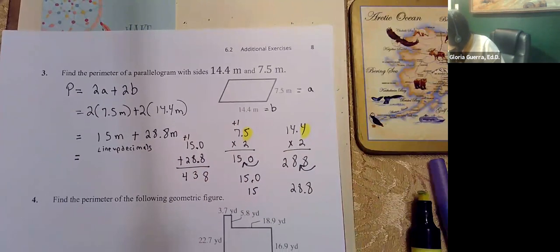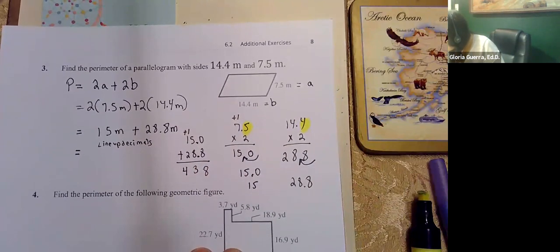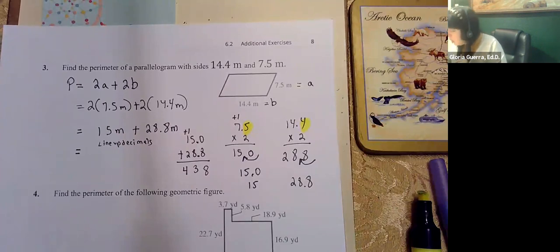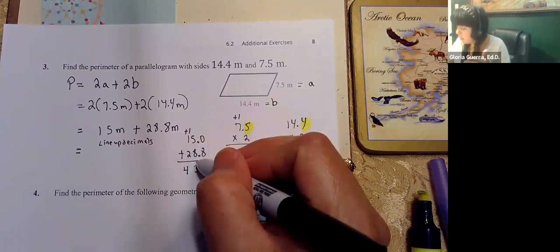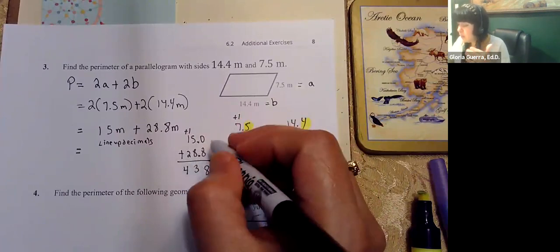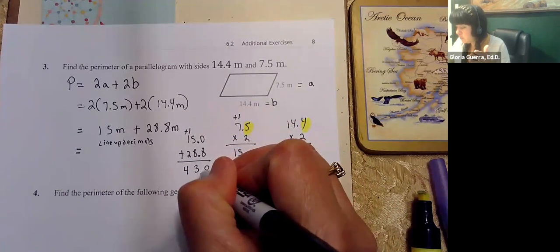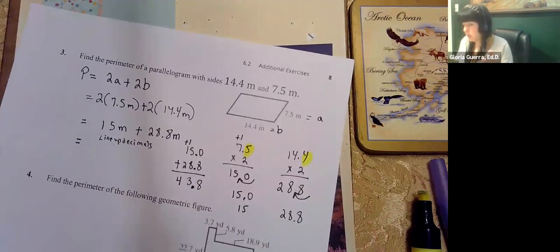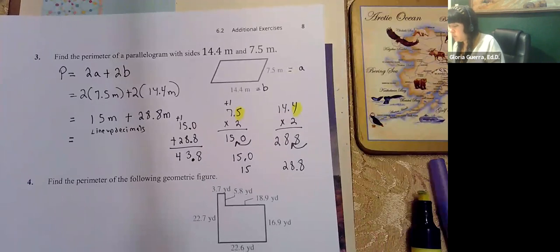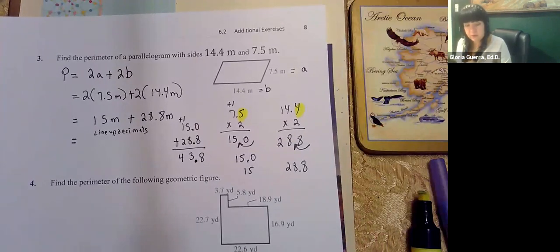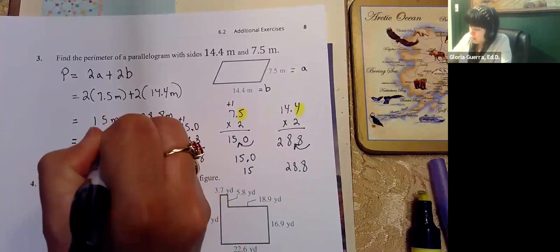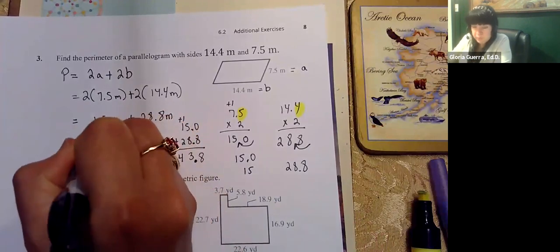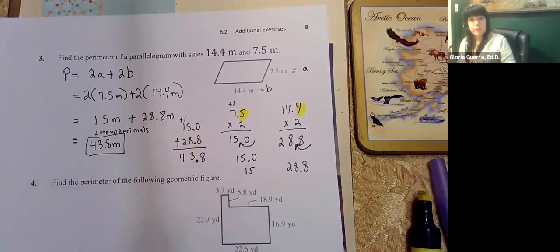Oh, just a second. Yeah, because we're adding, right? Yeah, we're adding. So I just line them up and add. And then actually we just bring the decimal down, because we're not multiplying, we're adding. So I just bring the decimal down. And I have 43.8. Okay.